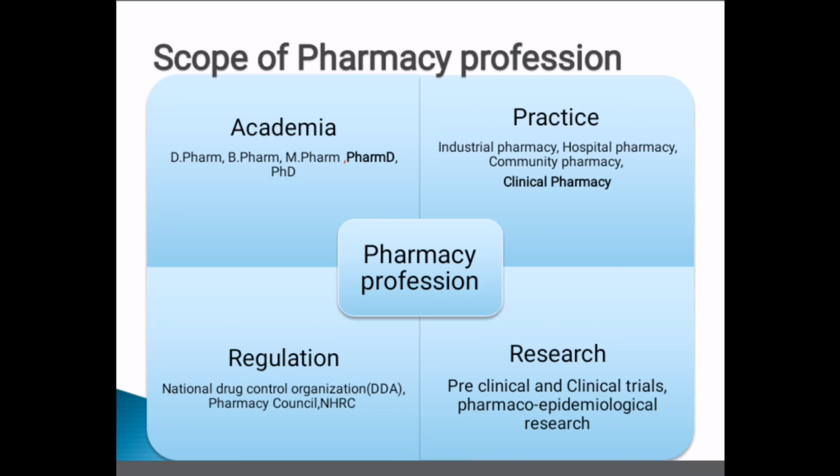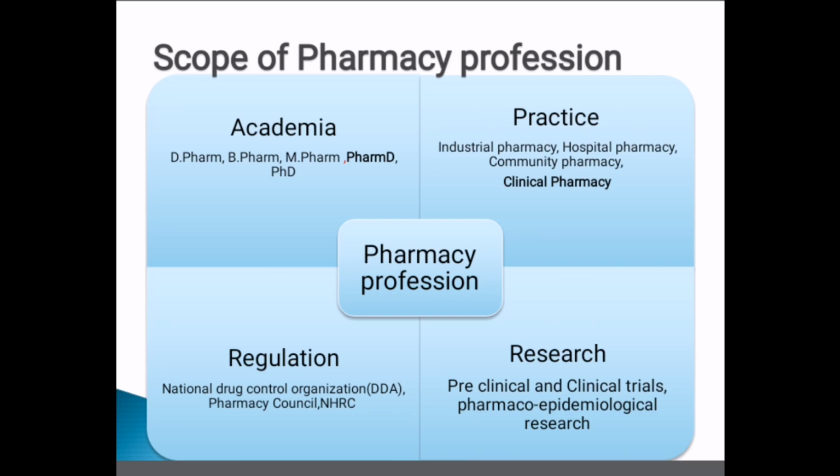If you see the slide that I am presenting here, you will see academia, practice, research, and regulations. If you look at the slide again, you will see some relationships. There is a relationship between the academics and the practice. The product of academics, the students, will go to the practice area.